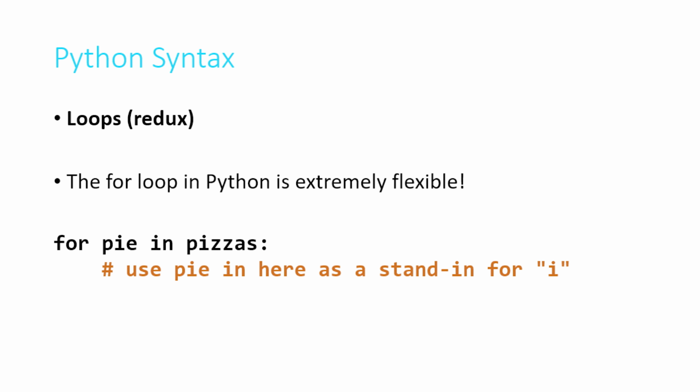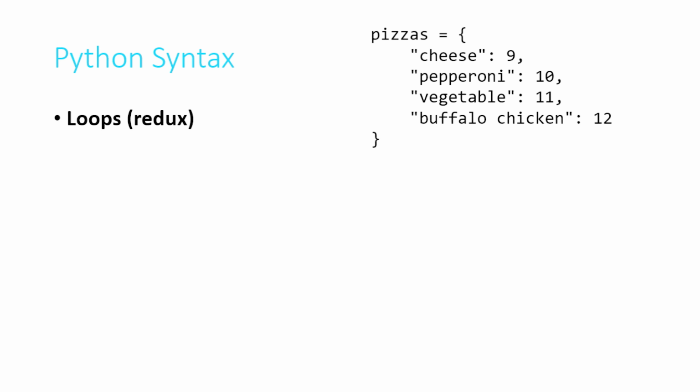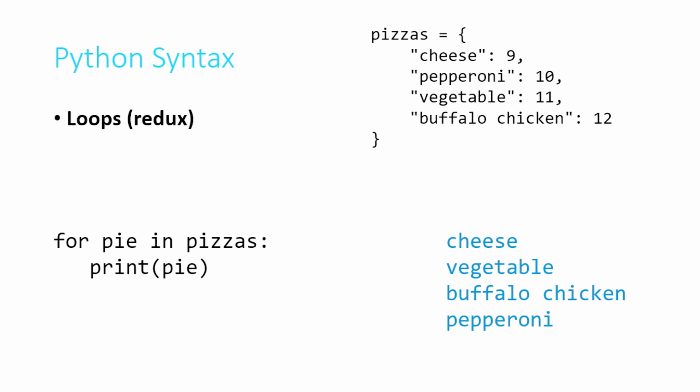What it's going to do there is pi basically becomes every single key. So cheese, bacon, vegetable, pepperoni, whatever else I had in there. That's how we iterate over all of those keys in Python without having the integers that we did previously. So for example, here's the original pizzas dictionary that we had just a moment ago. If I say for pi in pizzas, print pi, because again, pi is substituting for the keys, this is going to print out a list of all of the keys in my dictionary. So these are maybe the kinds of pizzas that I have available.